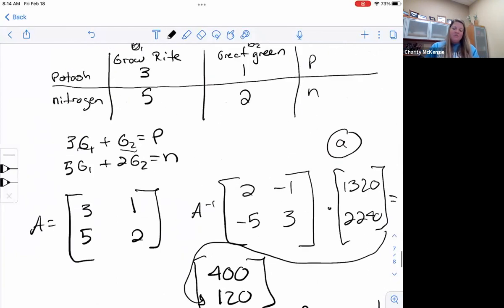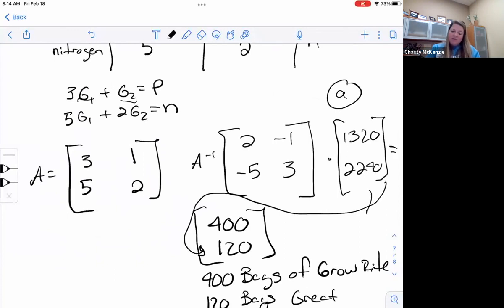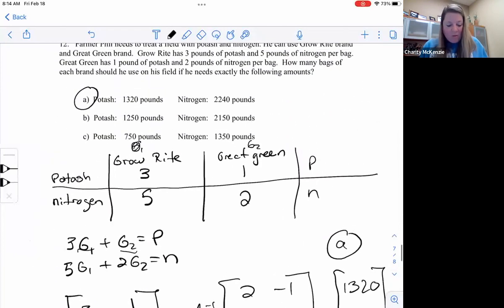All right, I'm not going to do B and C. It's the same thing. All you do is switch your numbers here. So what we like about this method, when would we actually use this method? When we have different situations like this one, where I'm given other ones with different pounds, and we want to see how many bags we can make. So if we have a bunch of situations, we can do the inverse and multiply, get the answer, multiply, get the answer. And so we can just use that same inverse over and over and over.